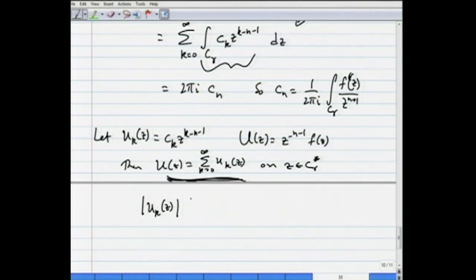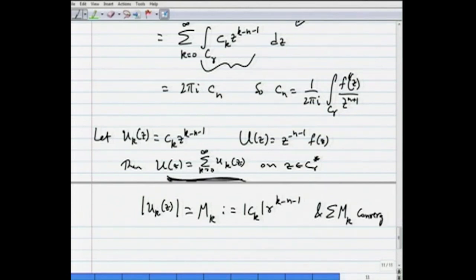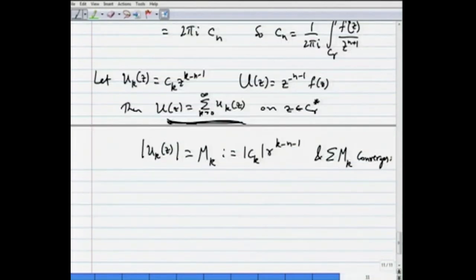The modulus of u_k(z) is equal to m_k. What is m_k? This is the modulus of c_k times r to the power k minus n minus 1. That is the constant we are looking at. And the sum of m_k converges, because little r is strictly less than capital R, which is the radius of convergence. So, this shows that the hypotheses of the previous lemma are satisfied. All the hypotheses are met.